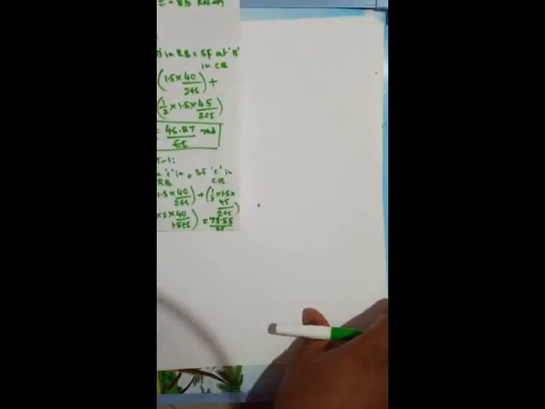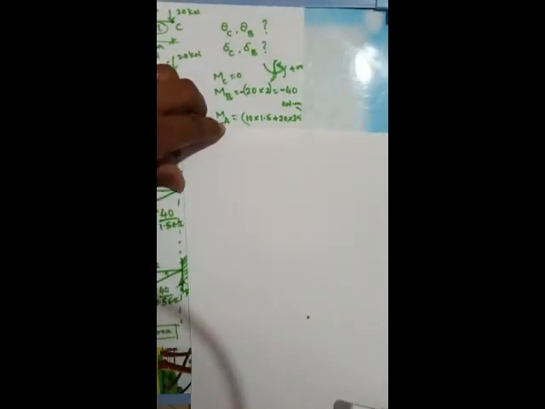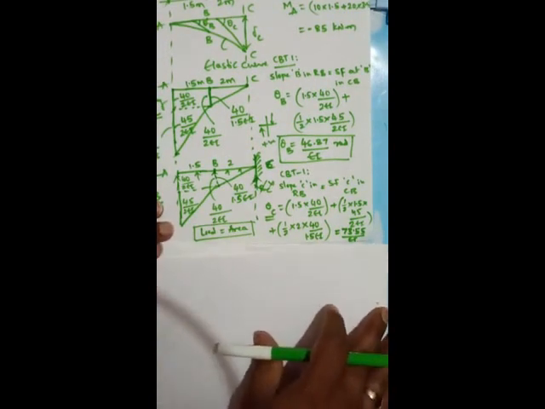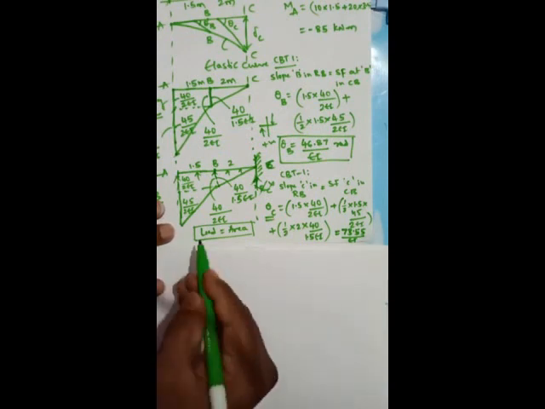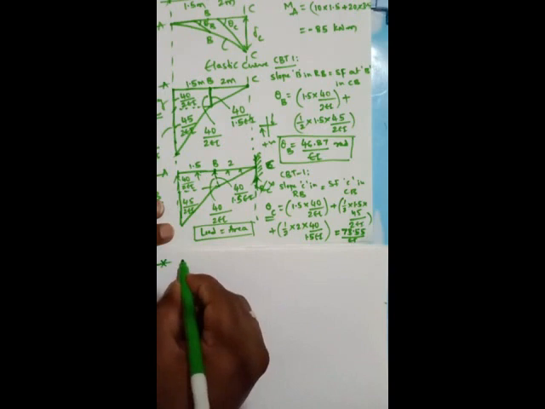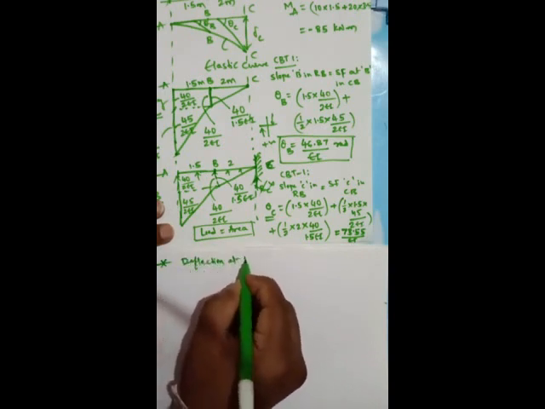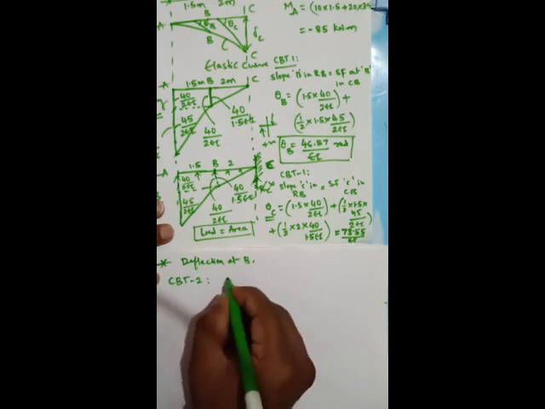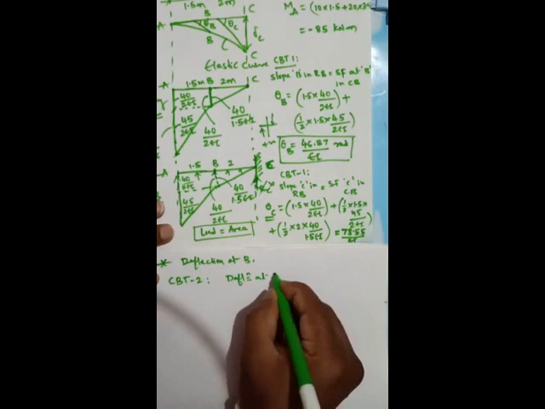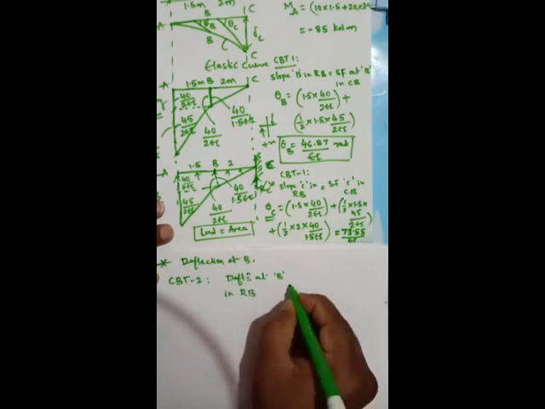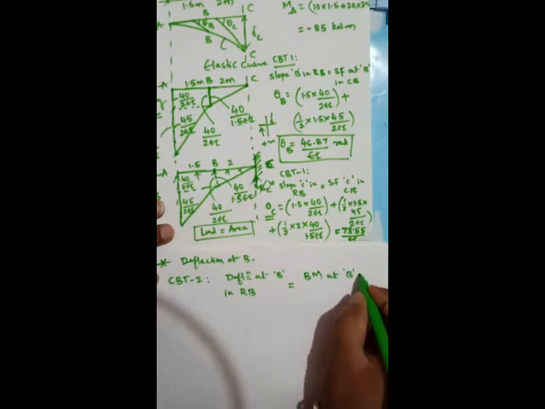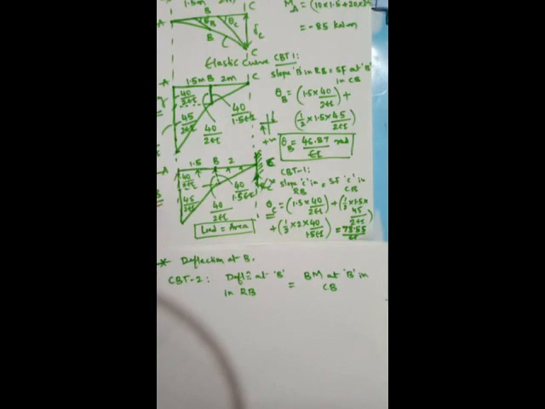So now if I calculate the deflection, okay, so let me consider like this. So we'll calculate first the deflection at point B. So according to conjugate beam theorem 2, what it says, the deflection at B in a real beam is equal to bending moment at B in conjugate beam. So deflection at B in real beam is equal to bending moment at B in conjugate beam.